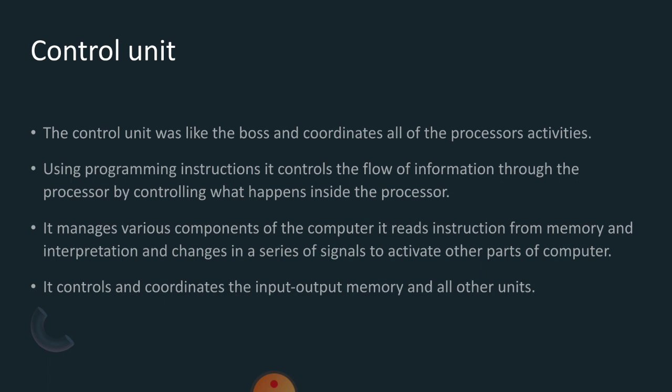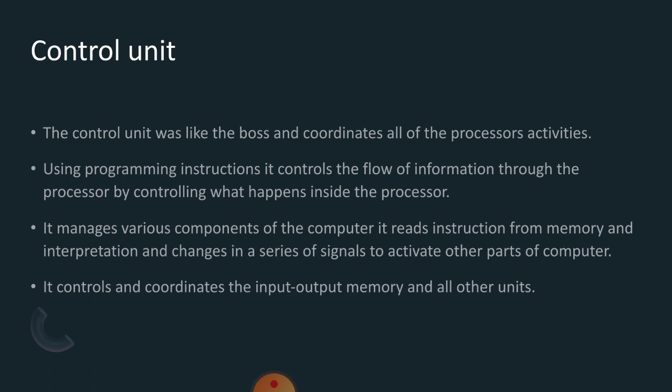Then the control unit. The control unit is like the boss and coordinates all the processor activities. Before the CPU does any activity or action, it is first controlled by your control unit. The control unit decides whether the processor will act or not. When the CPU will process your data and when it will not is decided by your control unit. Using programming instructions, it controls the flow of information through the processor by controlling what happens inside it. All the operations inside the CPU are controlled or signaled by the control unit.